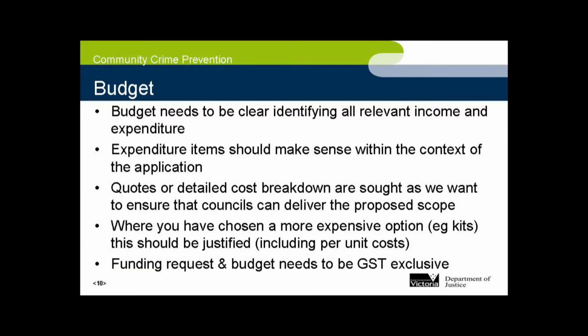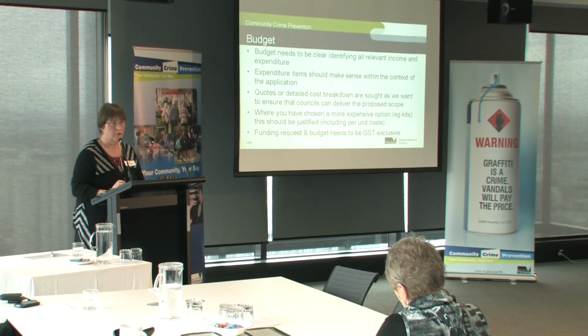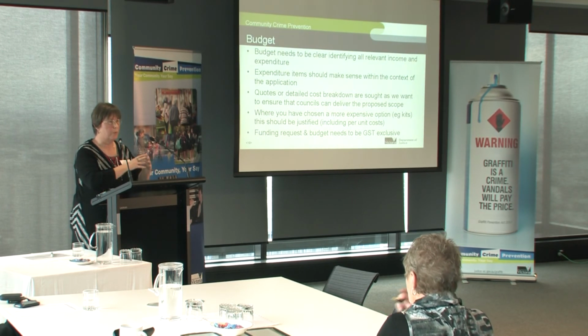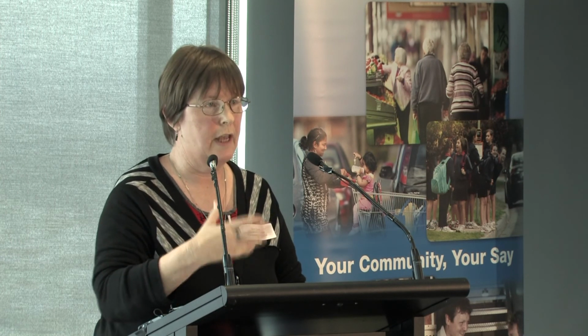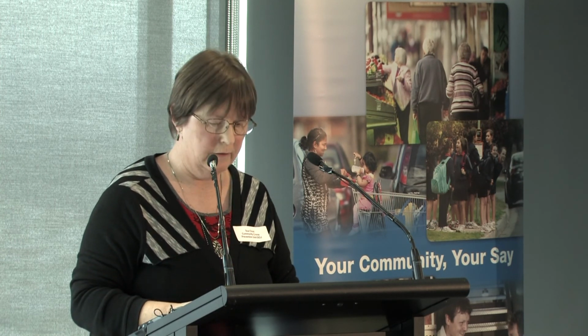With your budget, again, make sure it's clear. The expenditure items you've got listed make sense. You need quotes or detailed cost breakdowns included. If you've chosen something more expensive, justify that in the units per cost. The justification should be easy if you've got your problem well identified and the solution matching the problem. We don't have an issue with a more expensive option being taken. It's up to you as councils to put in a rationale for that.